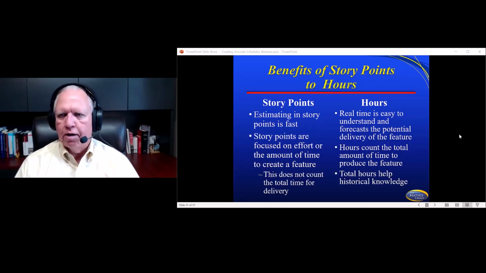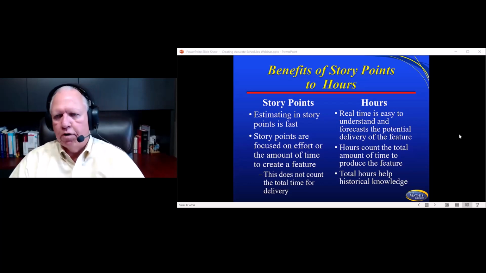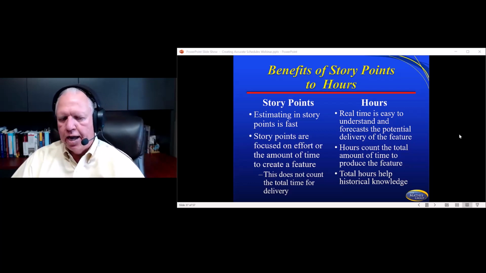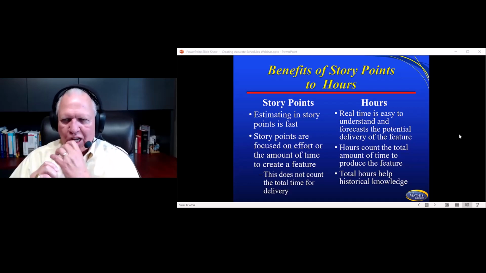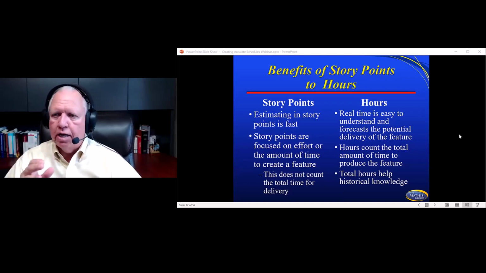Now, the benefit of why people use story points to hours is that estimating in story points is very fast for them to be able to come up with. Story points are focused on effort or the amount of time to create a feature. It doesn't count the total time for delivery. So even though they're counting 8 hours, that's not total time. It might take 16 hours to produce the 8 hours of work.